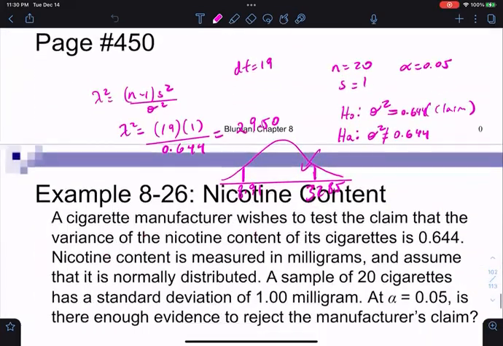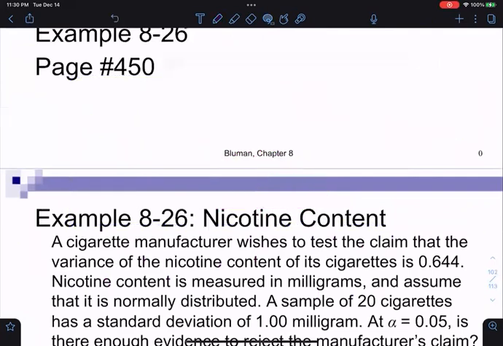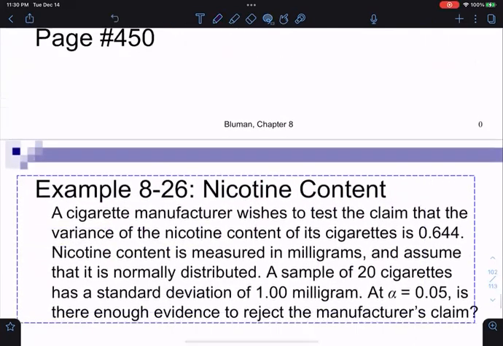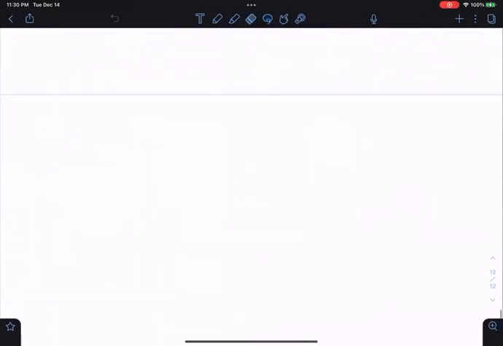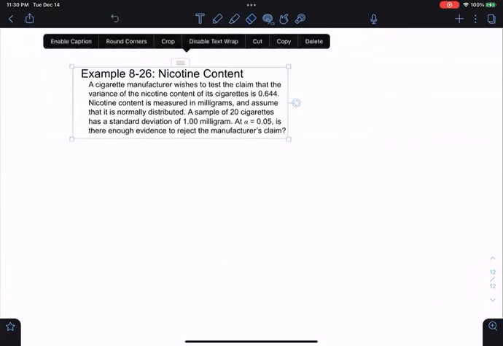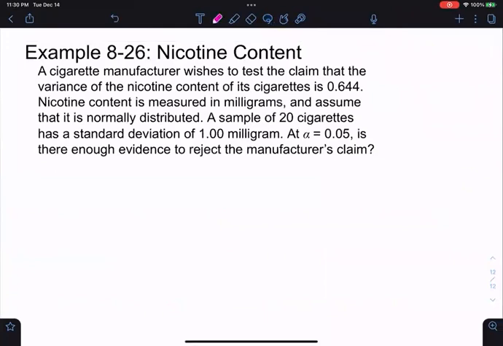Okay, next problem. Let's do this one. Here, a cigarette manufacturer wishes to test the claim that the variance of the nicotine of its cigarettes is less. So that's the claim, and the claim is the alternative. The variance is less than 0.644.